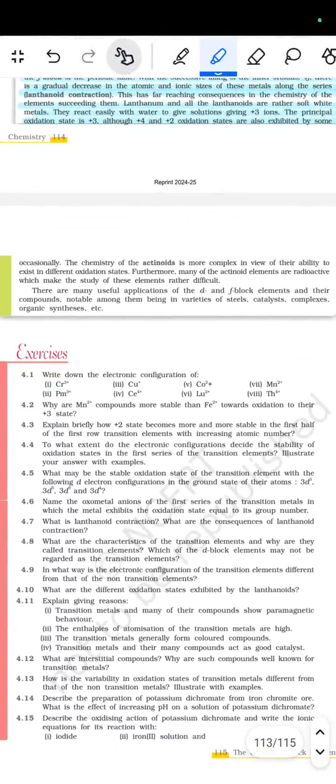Occasionally, the chemistry of the actinoids is more complex in view of their ability to exist in different oxidation states. Furthermore, many of the actinoids are radioactive, which makes the study of these elements rather difficult. There are many useful applications of the d and f block elements and their compounds, notably in the variety of steels, catalysts, complexes, organic synthesis, etc.